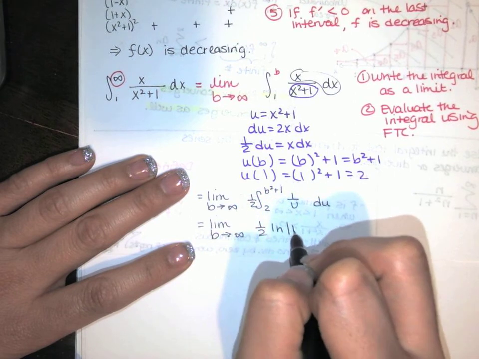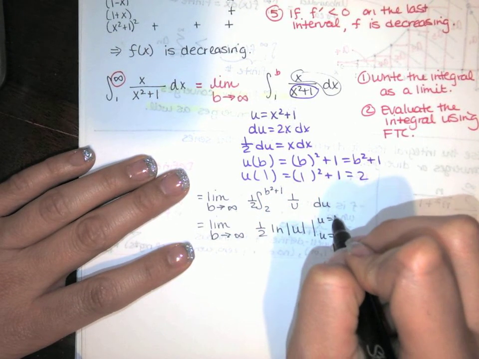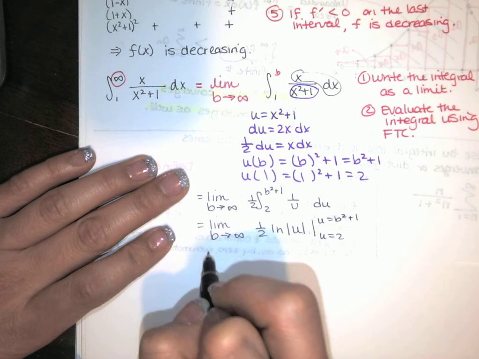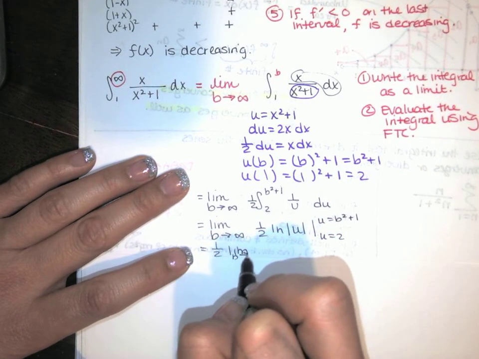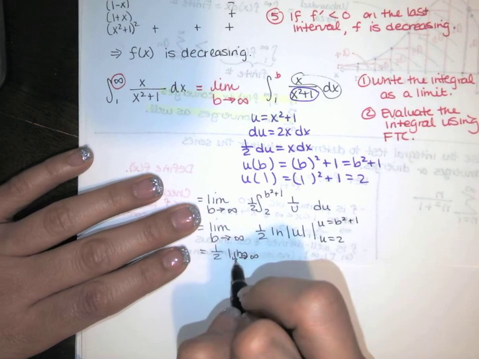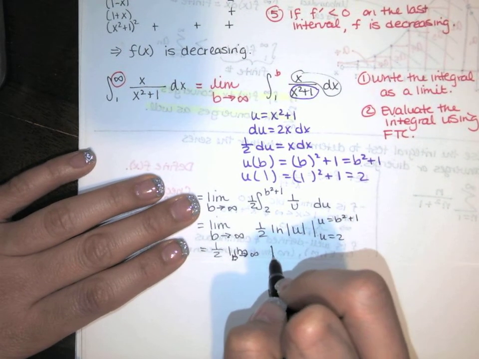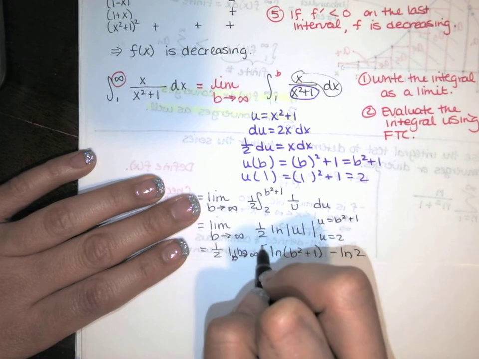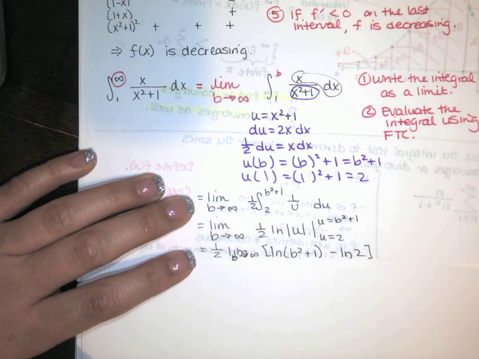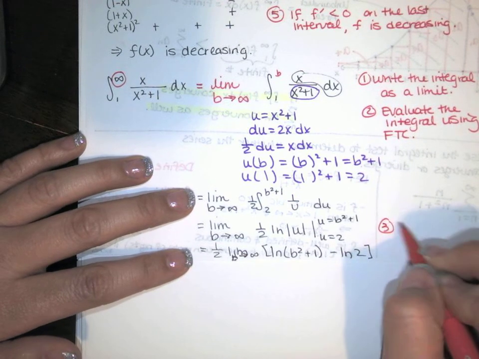So you have 1/2 natural log of the absolute value of u. Substitute u equals 2 and u equals b squared plus 1 and subtract. If you want, you can factor out the 1/2. I lost my b. It's on the next page. So I've got natural log of b squared plus 1 minus natural log of 2. And then after you've evaluated that integral, and we just did, you compute the limit.